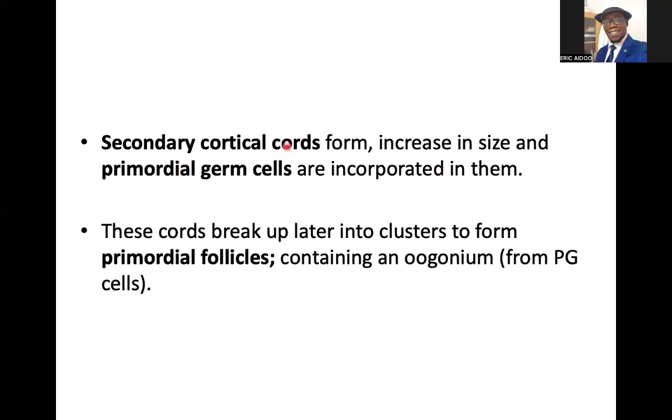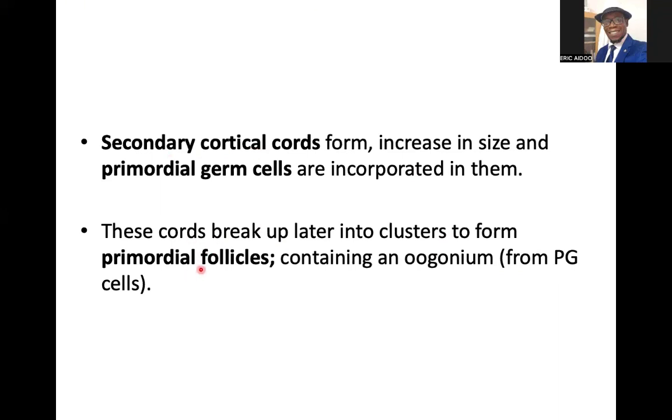Then you have secondary cortical cords form, increase in size, and primordial germ cells are incorporated in them. These cords break up later into clusters to form primordial follicles containing oogonium, which are actually coming from the primordial germ cells. So note this. The primordial follicles are as a result of the breakup of the secondary cortical cords. And within them, the primordial germ cells would have incorporated themselves into that secondary cortical cords.